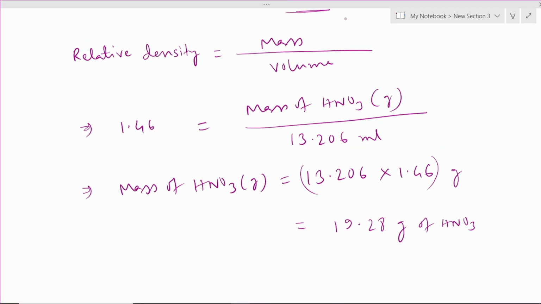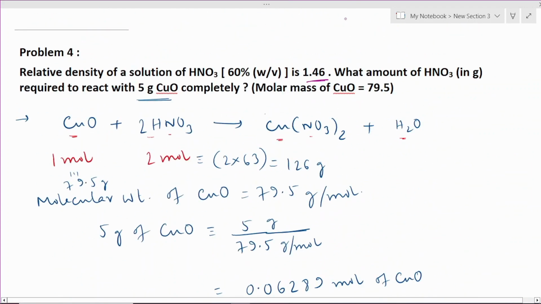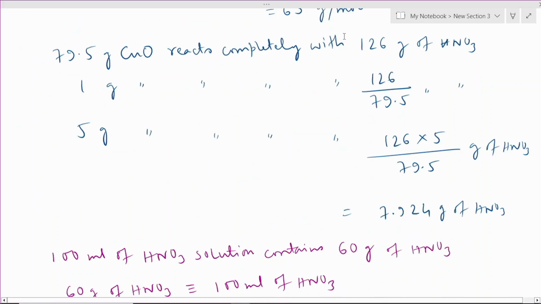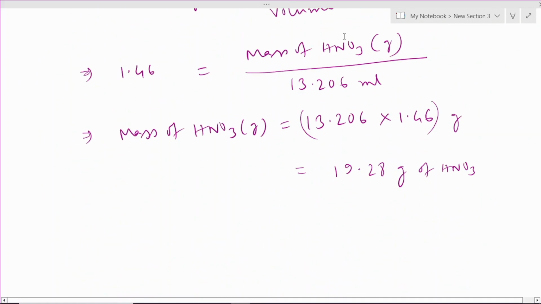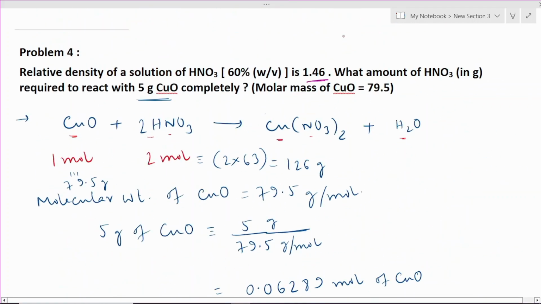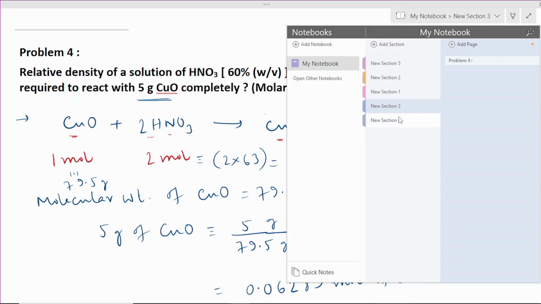So the amount of HNO3 required is 19.28 gram to react with 5 gram of cupric oxide completely. So move on to the next problem.